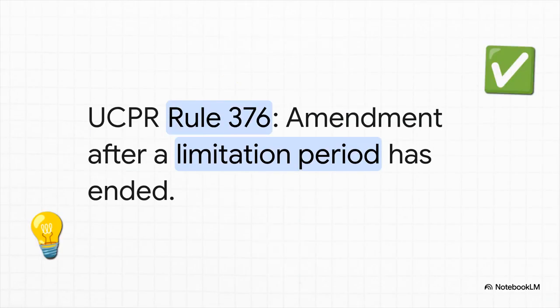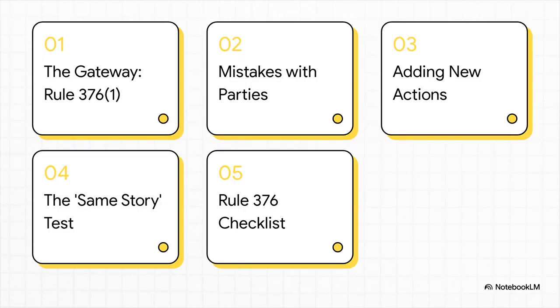This is where you pull out your secret weapon, Rule 376 of the UCPR. I want you to think of this rule as your absolute lifeline. It's the specific, powerful tool that lets you amend a claim even after a limitation period has expired. Honestly, knowing this rule inside and out is not optional for the exam. It's essential.